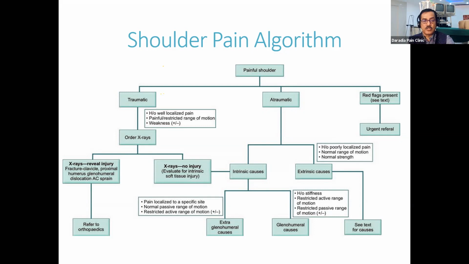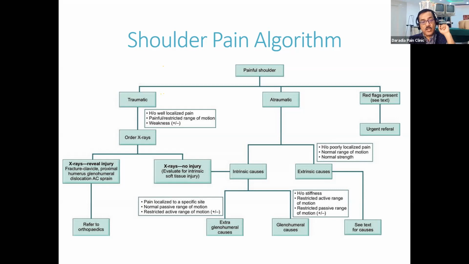The intrinsic, we are grossly dividing into the glenohumeral and extraglenohumeral. In the extraglenohumeral cause, passive movement is possible. You can do the passive movement, and mostly it is not painful. Even if it is painful, it will be mildly painful. But active range of movement might be restricted or might be free. But very important to differentiate is that your passive movement will be painless if it is an extraglenohumeral pathology.